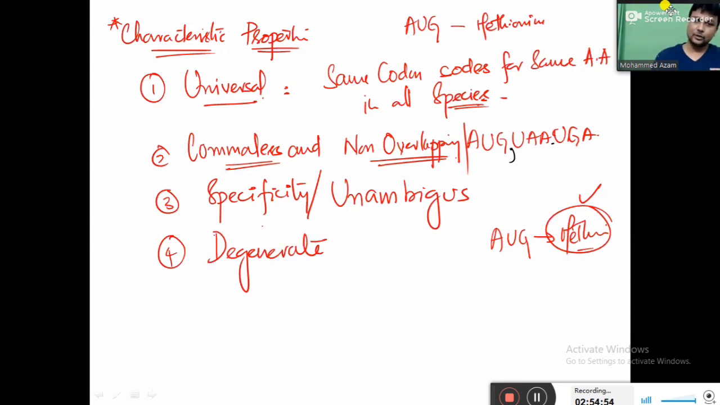Degenerate. And how to understand this one with numbers? My dear friends, in total, how many codons do we have? We have 64 codons. How many codons do you have, guys? 64 codons. But in total, how many amino acids do you have? You have only 20 amino acids.